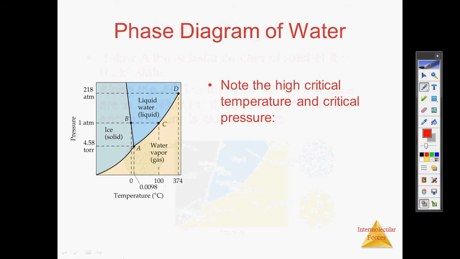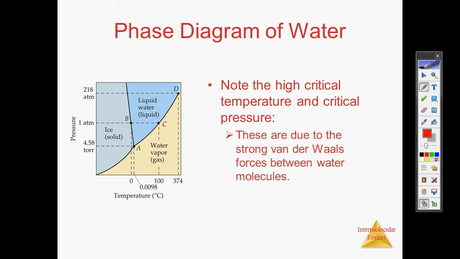Note the high critical temperature and critical pressure. This is of water, so they're all going to be different. These are due to strong van der Waals forces between the water molecules. What are the forces? We know it more specifically than that: hydrogen bonding, dipole, and dispersion. It has all three. If it has all three, you use the term van der Waals. If it only has dipole and dispersion, you just say those two.